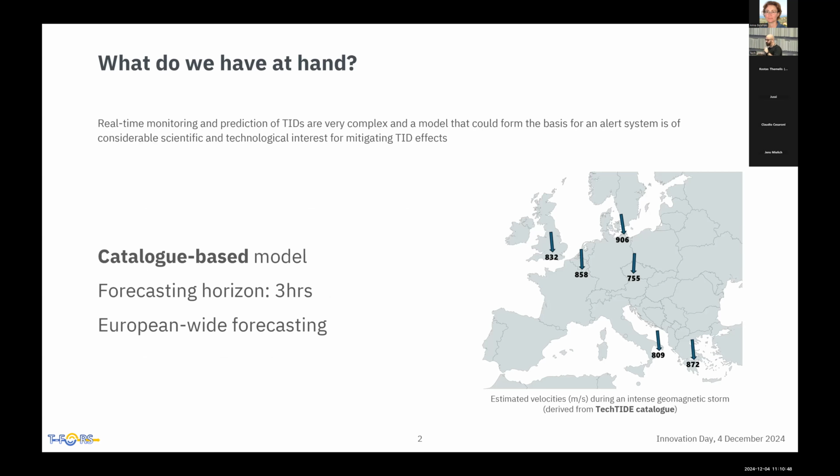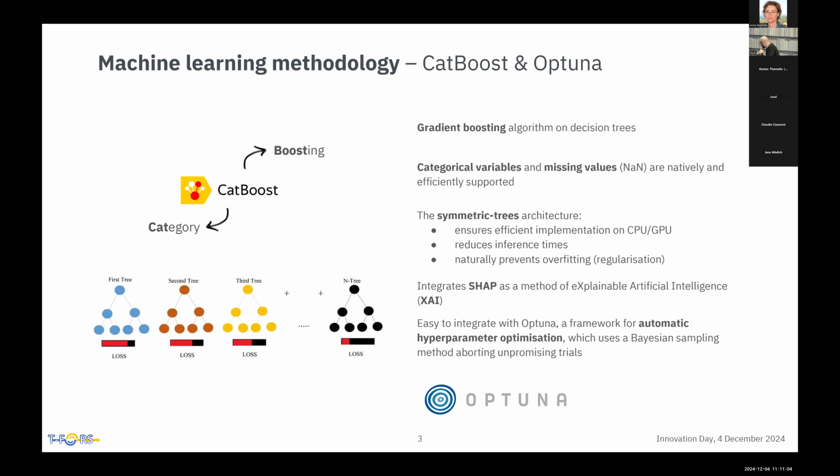So what we are saying here is whether a large-scale TID is going to happen in the next 3 hours or not. And it's a European-wide forecasting, so just one yes or no for all the European region. The model is based on CatBoost, which stands for categorical boosting.